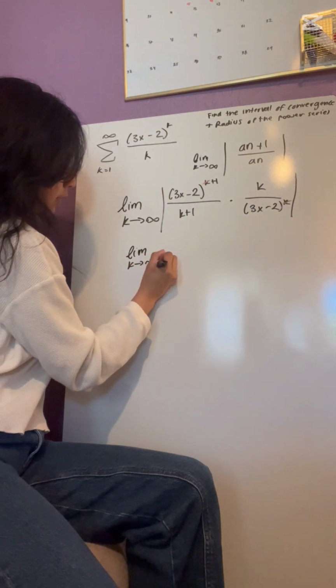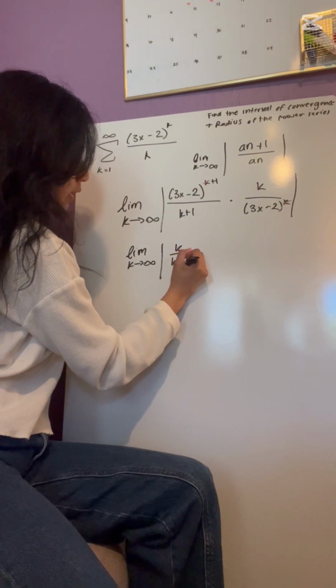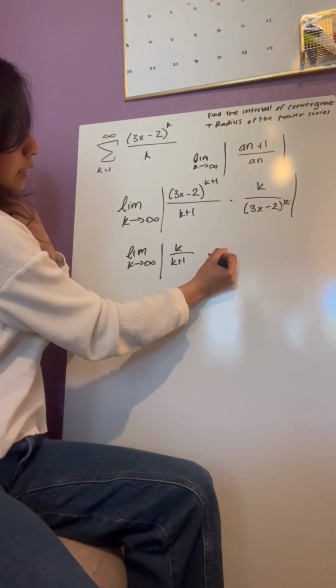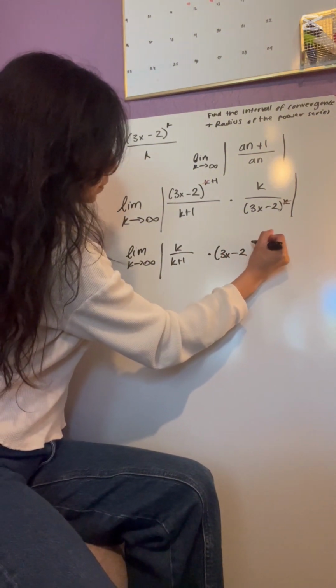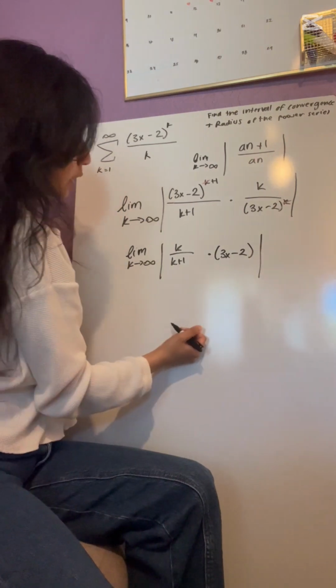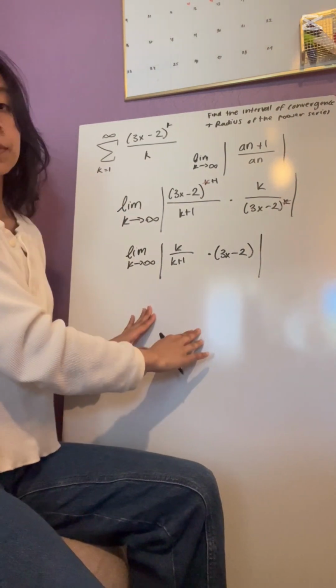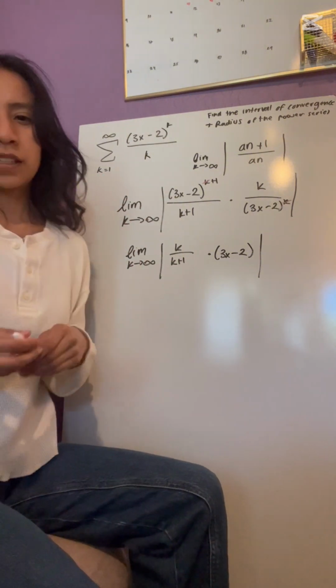Limit as k approaches infinity of k over k plus 1 times 3x minus 2. And I kind of just separated the k's and the x's just to keep them cleaner. And it'll make sense in a while.